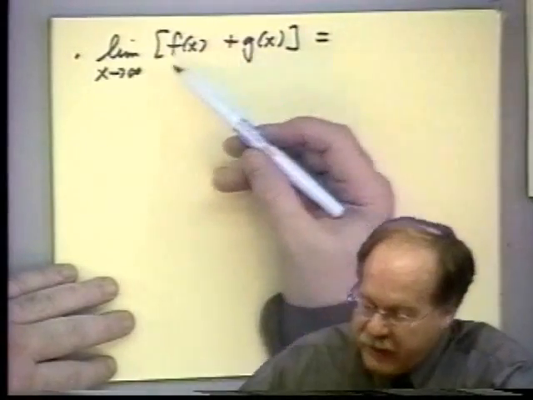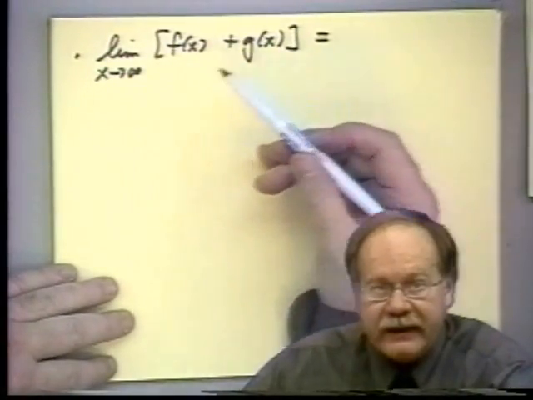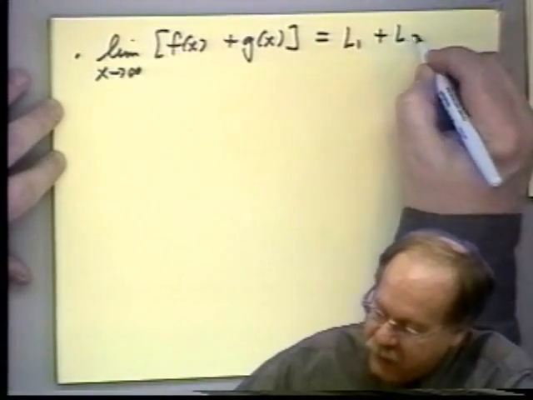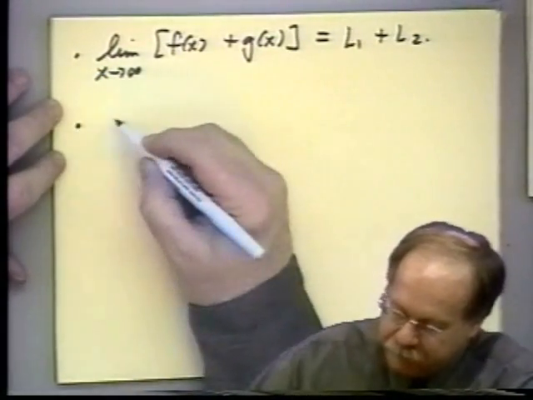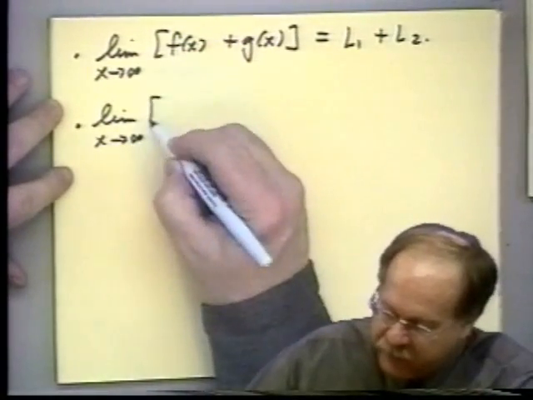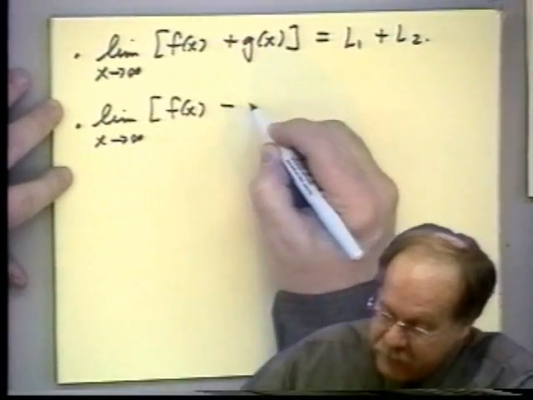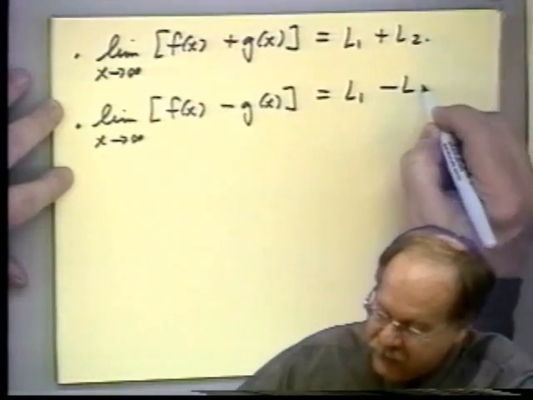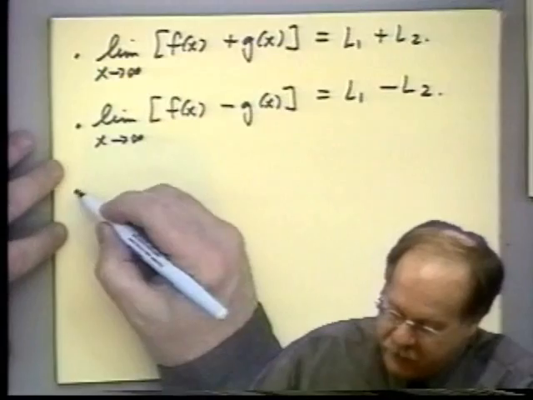Well, just as before, it is the sum of the two limits. And the two limits were L1 and L2. So this becomes L1 plus L2. The limit as x approaches infinity of the difference is exactly the same format. This would be L1 minus L2.